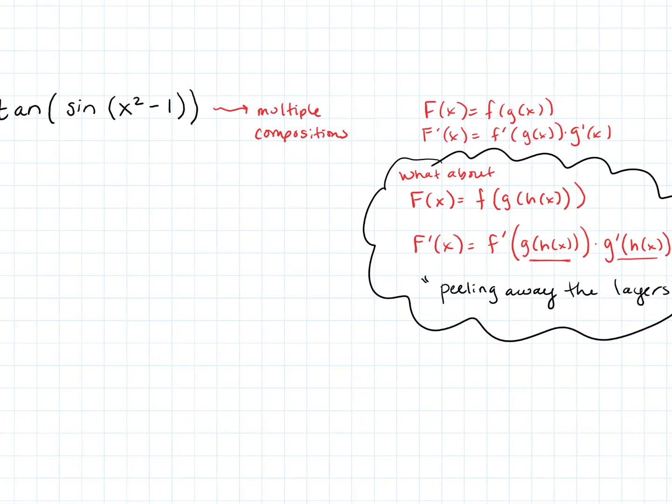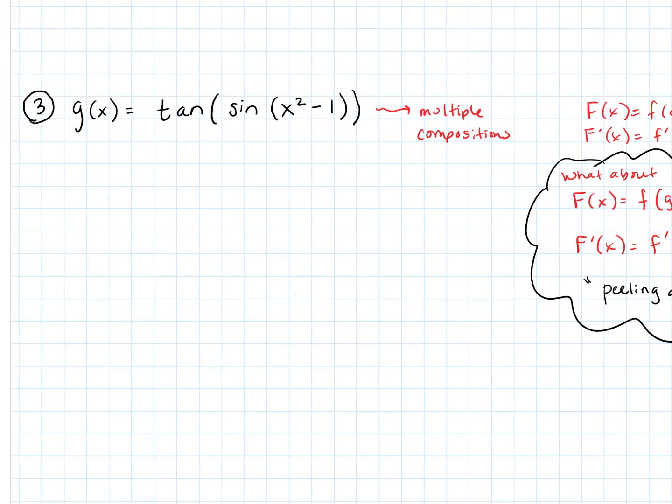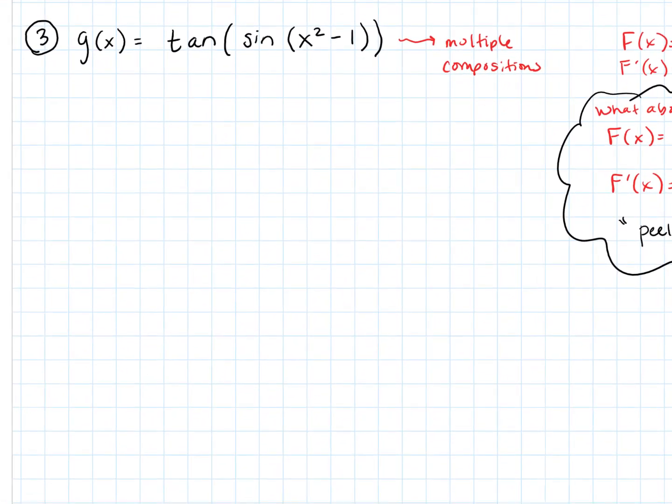And so when we look at this one, that's exactly what I'm going to do. I'm going to say, well, what's the outermost function? The outermost function is the tangent, and so I'm going to take that derivative first. As I work my way through these layers, I'm going to say, okay, the derivative is going to be equal to the derivative of the tangent of x first.